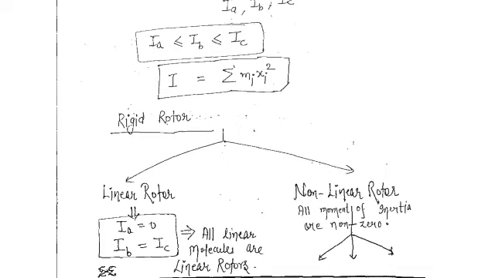A non-linear molecule, like H2O, NH3, methane, and numerous other examples, can be rotated with respect to all three axes. It means it can be rotated with reference to the x-axis, as well as the y-axis and the z-axis. So in all three directions it can be rotated.